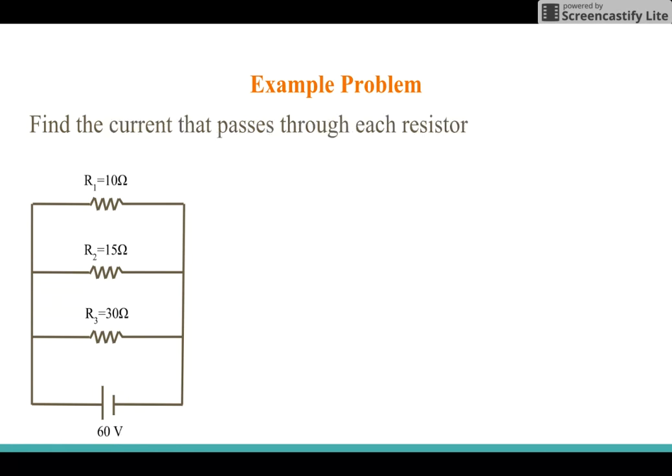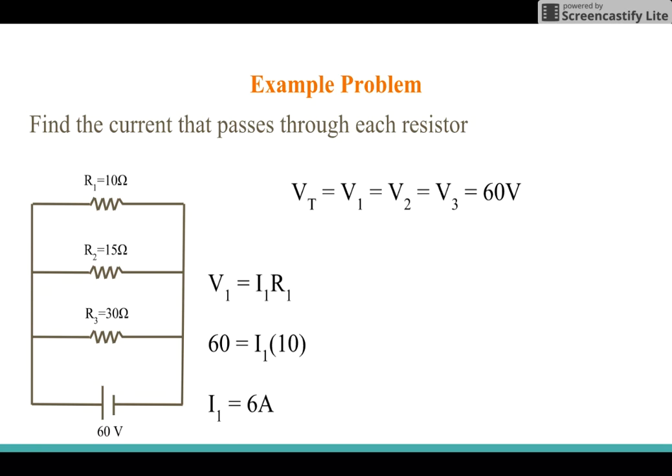Now, let's find the current that passes through each resistor. Since the resistors are connected in parallel to a 60-volt battery, what is the voltage across each resistor? Yes, the voltage for all of them is 60 volts. So how does this help us solve the problem? Well, since we know both the voltage and resistance for each branch of the circuit, which law do you think will help us? If you said Ohm's law, you're right.